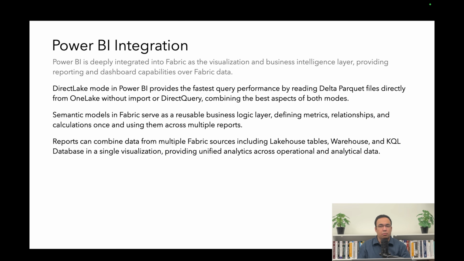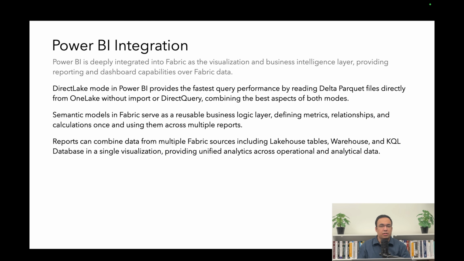Direct Lake mode in Power BI provides the fastest query performance. This is a new mode that's unique to Fabric. It reads Delta Parquet files directly from OneLake without importing the data into Power BI's in-memory engine and without using direct query, which hits the database for every interaction. Direct Lake should combine the best aspects of both import and direct query modes, the performance of import with the data freshness of direct query.